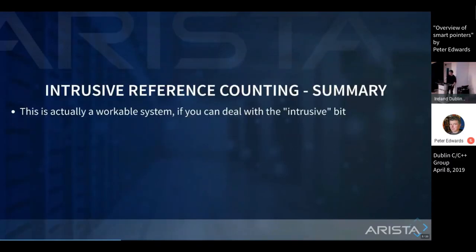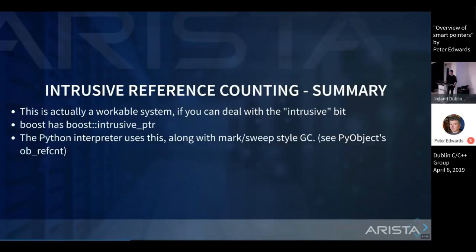Okay, so this kind of intrusive thing seems quite basic and quite simple, but it's actually quite useful and quite powerful, and plenty of things really do use this. If you can deal with the fact that you have to modify the types in order to keep track of the reference counts, it's pretty useful. So Boost has an intrusive pointer template that you can use. Things like the Python interpreter use this internally for all their objects. Python uses reference counts for doing things like garbage collection as well as mark sweep garbage collection. And there's lots of things in the kernel and in C++ frameworks that do something similar. All right.